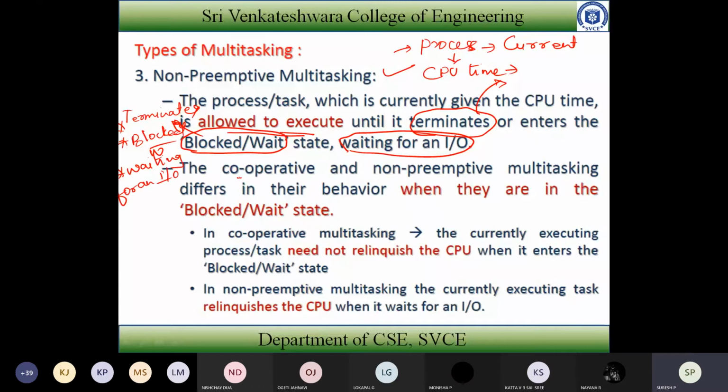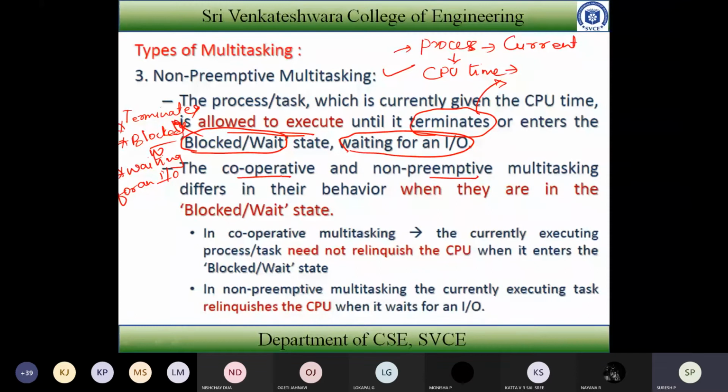So first, let's take cooperative and non-preemptive multitasking. Both are similar, but how do they differ in their behavior? It looks like both are similar, but there is a change. What is the reason why they have made this cooperative multitasking and non-preemptive multitasking? Now, how their behavior differs between these two is the next question.